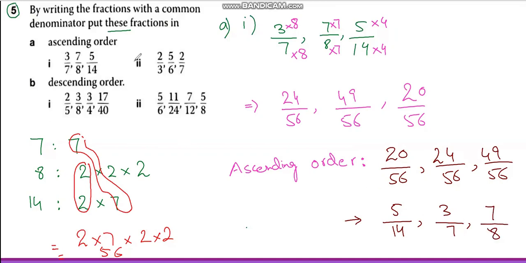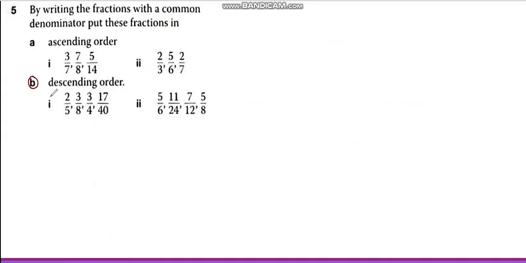So this is how you can also arrange the second part in ascending order. First, we need to find the LCM, and then we will make the denominator the same, and then we can write in ascending order, and finally we will again write the fractions in their original form. Now let me do B part and its first part.